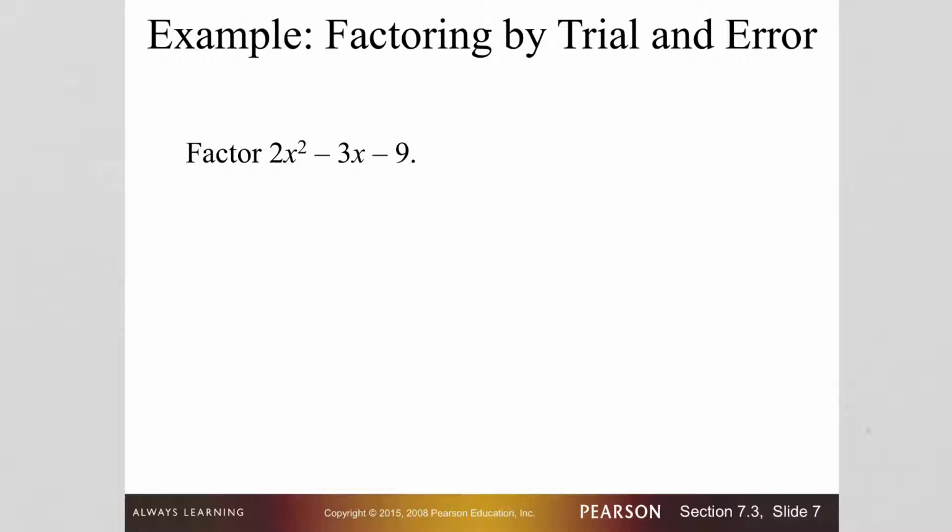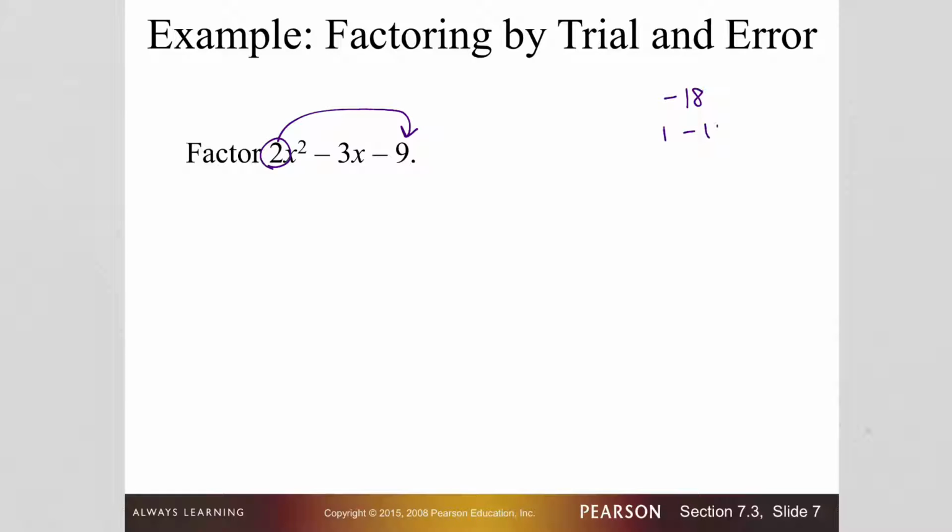All right, so let's take a look at this problem. Again, we are going to take our leading coefficient and multiply it times our last term, or our constant term, and don't forget the minus sign. So 2 times negative 9 is negative 18. Now I want to look for factors of negative 18 that add up to be negative 3.